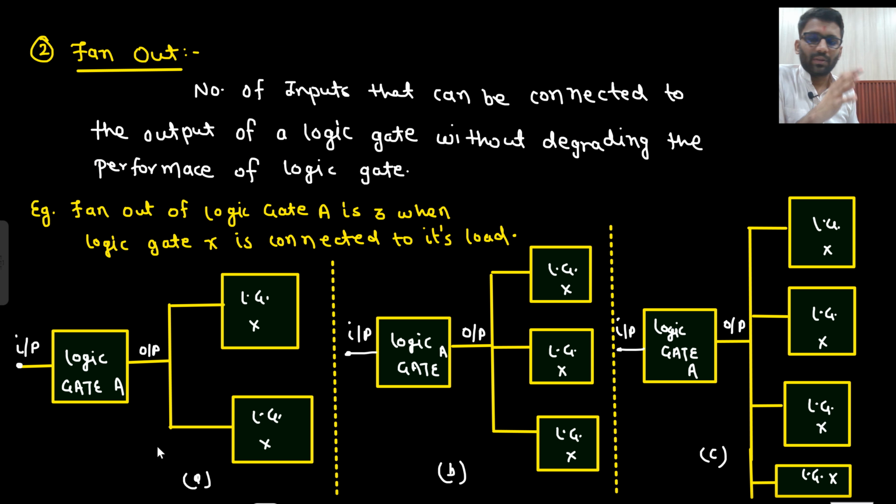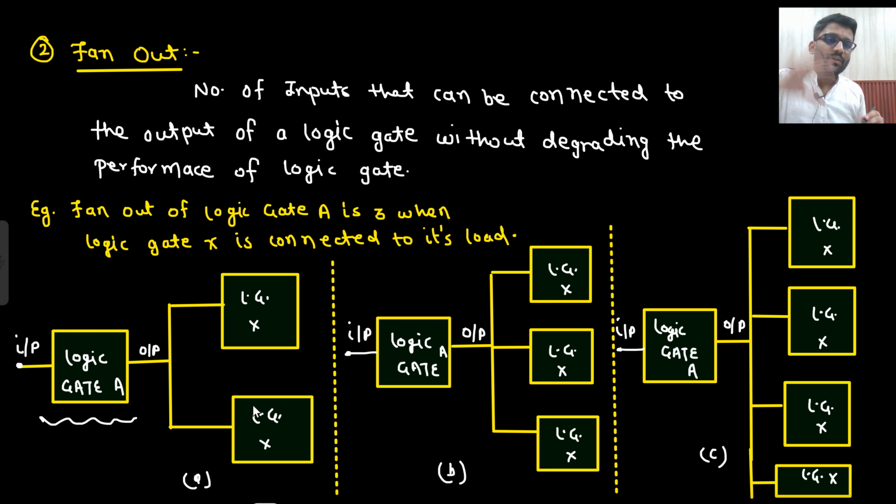So what do you mean by fan out? If I am talking about fan out, I am talking about fan out of logic gate A. Fan out of logic gate A is defined by the number of logic gates that can be connected to the output of this particular logic gate. The output of this gate is connected to two logic gate X. So fan out of this, no, this is how you do not define fan out.